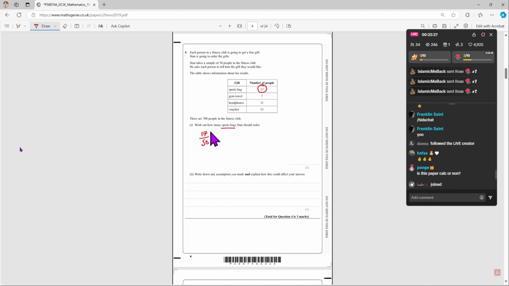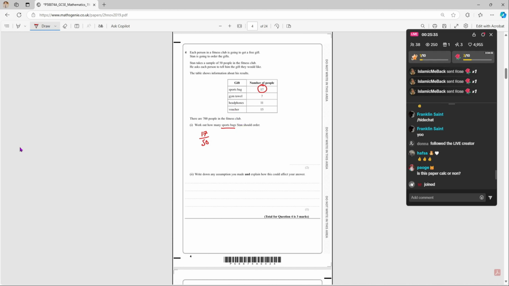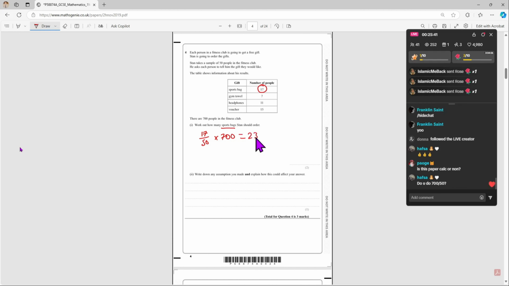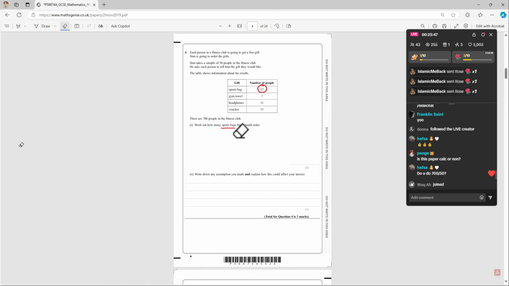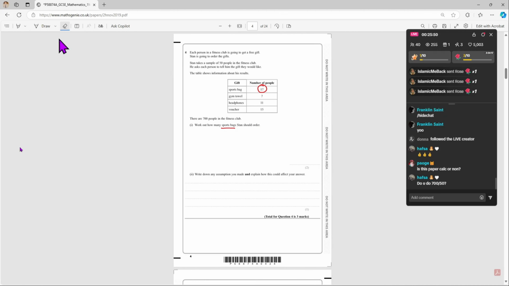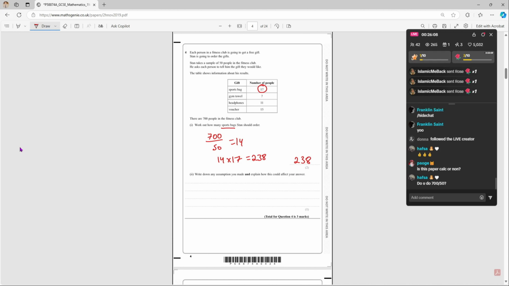17 out of 50 people said that they wanted a sports bag. So what we're going to do is multiply it by 700 to get 238, and that will be your answer. Or another method is to do 700 divided by 50, which gets you 14, and then 14 times 17, the number of people, to get the same answer, 238. And that will be your answer, 238.